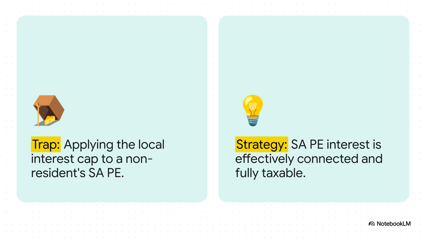Let's say you have a foreign company with a South African branch. That branch is a permanent establishment. The trap? Trying to apply the R23,800 local interest cap to them. The winning strategy is recognizing that because the interest is effectively connected to that PE, it is completely excluded from the foreign exemption and is fully taxable. No foreign exemption, no local cap, just purely taxable.